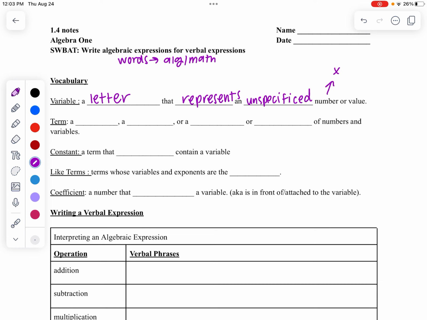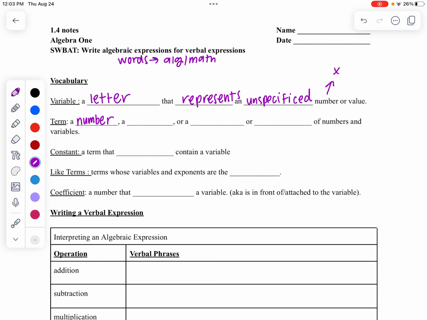Say we don't know how much we need of something. We would use X to represent that unknown thing. So a variable is a letter. You could also have a symbol, but for the most part, it's a letter that represents an unspecified number or value.